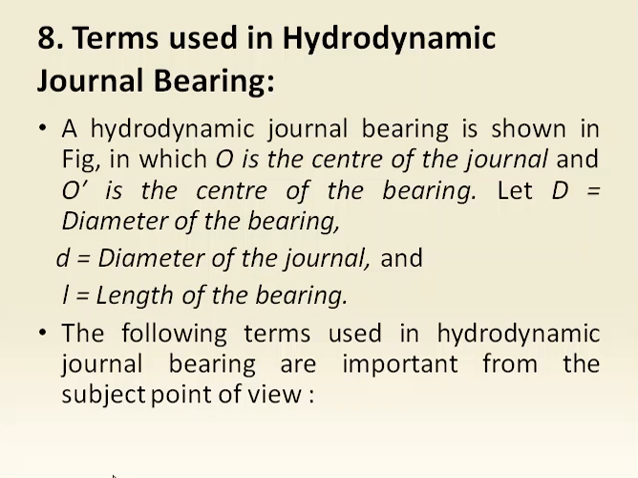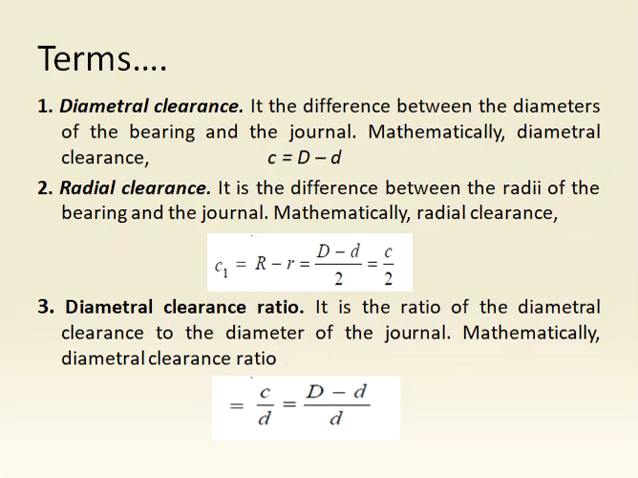So if we have capital D, you must assume that is the diameter of the bearing. Small d, diameter of the journal. Small l, the length of the bearing. This is the important part you must remember. Terms. First term, diametral clearance. This is very important, guys. Diametral clearance is the difference between the diameter of the bearing and the diameter of the journal. That's it. Difference between the two diameters.